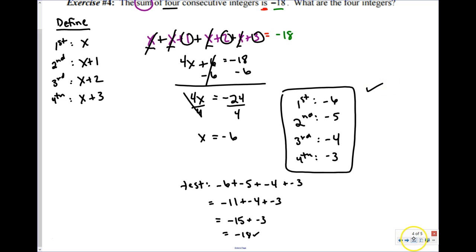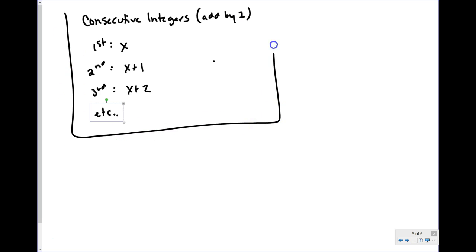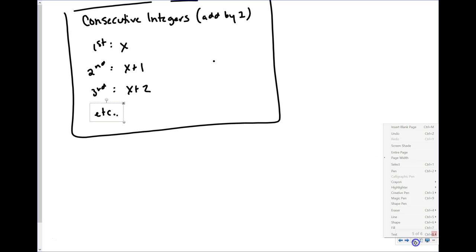One quick thing I want you guys to have written somewhere, and I think it's important that you write this down. Consecutive integers: always your first is x. Your second is always x plus 1. Your third is always x plus 2, and so forth. You're always adding by 1. Okay, that's consecutive integers. If you have consecutive even or odd integers, that just has one different rule.